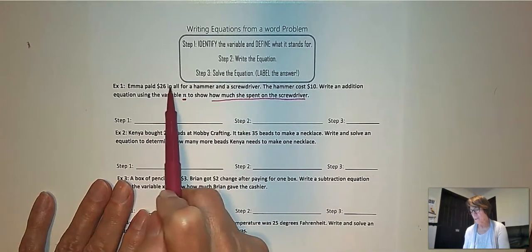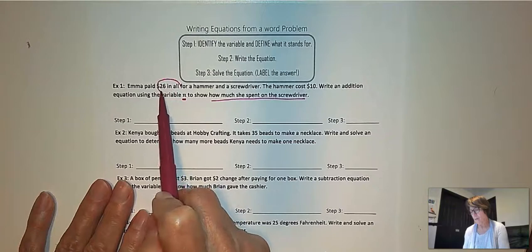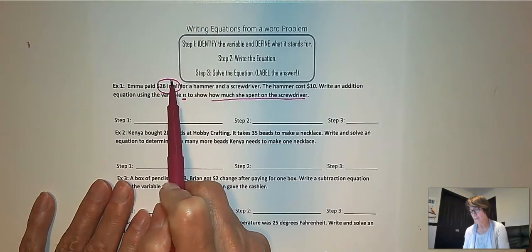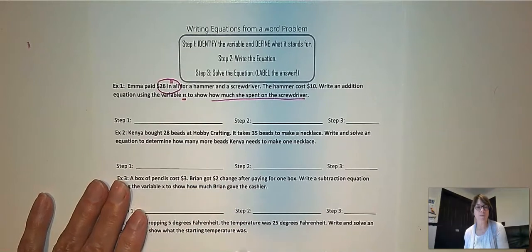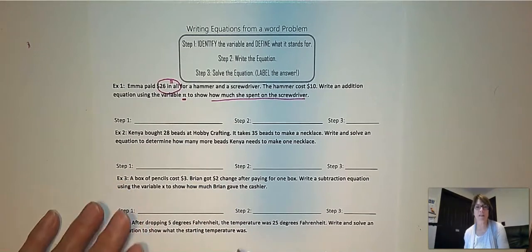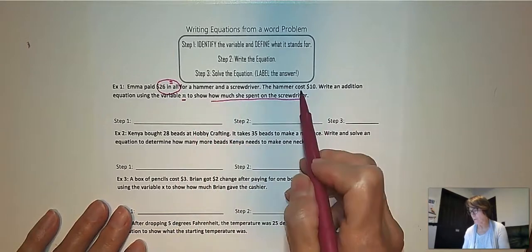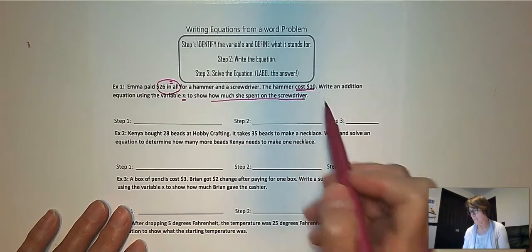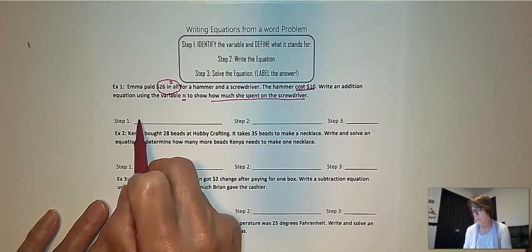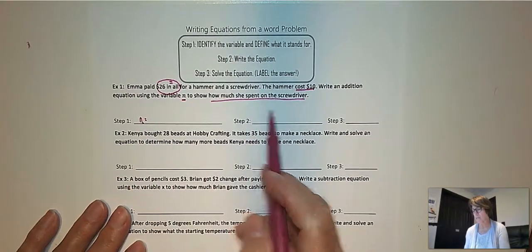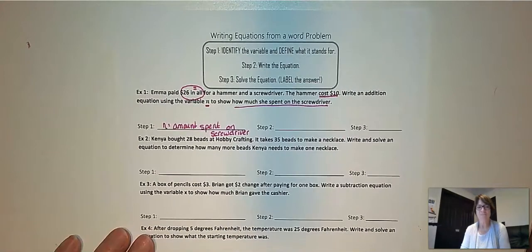It tells us how much she paid in all, and when we see those words, in all, we're going to think that's what our problem is going to be equal to. That's the end of our problem. And we see that she bought a hammer and a screwdriver, and that the hammer cost $10. All right, so first of all, what does our variable stand for? The problem tells us that our variable stands for how much she spent on the screwdriver. So next we need to write an equation with it.